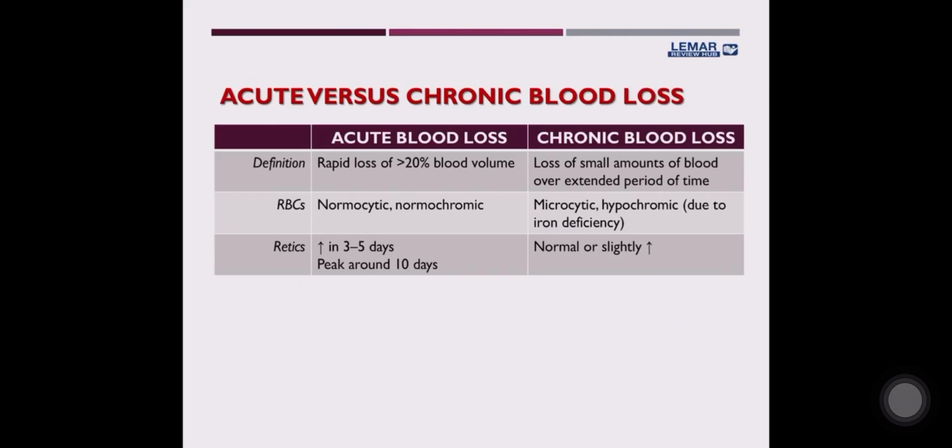Let us first differentiate acute blood loss from chronic blood loss. Acute blood loss, by definition, is rapid loss of greater than 20% of the blood volume. In acute blood loss, the red cells are normocytic normochromic. In chronic blood loss, a small amount of blood lost over an extended period of time, the red cells are microcytic hypochromic due to deficiency of iron.